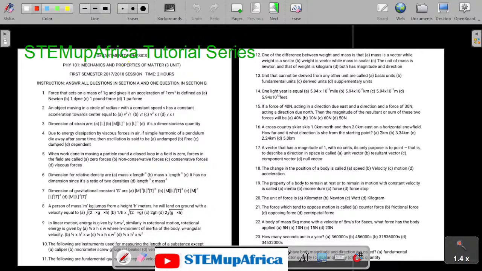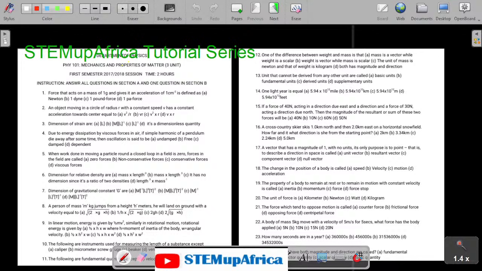One of the differences between weight and mass: like I said, weight is mg. Weight, for that reason, is a derived quantity, not fundamental. So that can be one of the differences between them. While mass is a fundamental quantity, because it does not depend on anything before it exists. Weight depends on gravity and mass to exist.